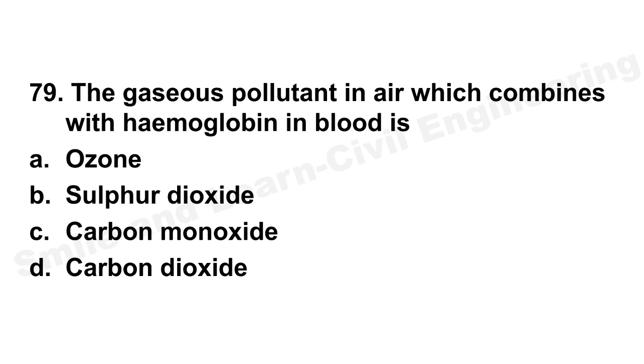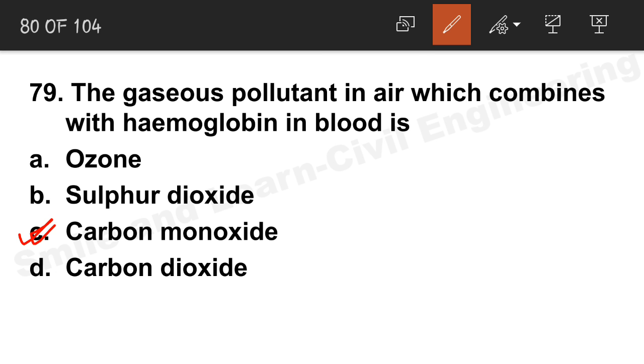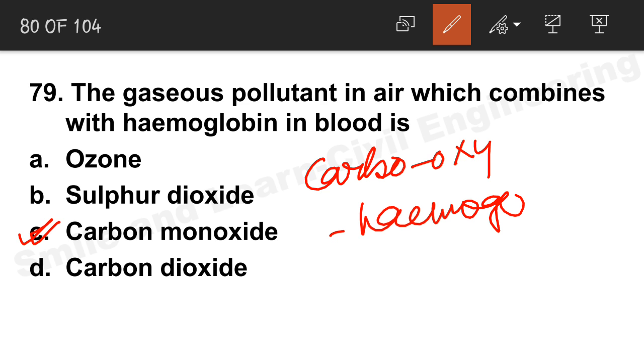Question number 79. Gaseous air pollutant which combines with hemoglobin. This is very important. This is carbon monoxide and it forms the compound carboxyhemoglobin, which chokes up the passage of oxygen and a person dies. This happens when someone lights up a fireplace in a closed room without ventilation. It will mix with the hemoglobin and form carboxyhemoglobin and the person will die. So it is always advised to burn something in a ventilated place.